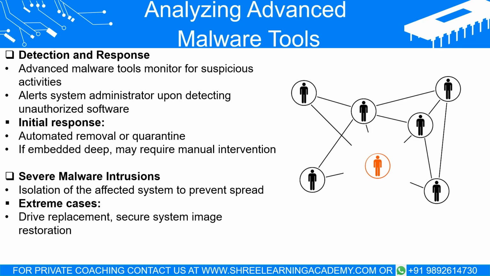Addressing severe malware intrusions. When a severe malware intrusion occurs, such as a successful ransomware attack, more drastic measures might be necessary. Depending on the malware type and the impact on the system, administrators might need to isolate the affected system from the network to prevent the malware from spreading to other machines. In extreme cases, the compromised drives might need to be replaced entirely. A new secure system image is then restored to the machine.